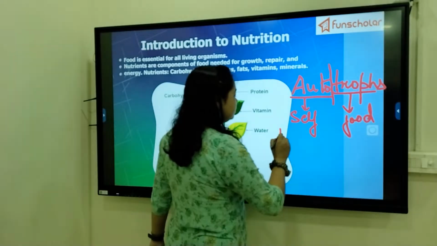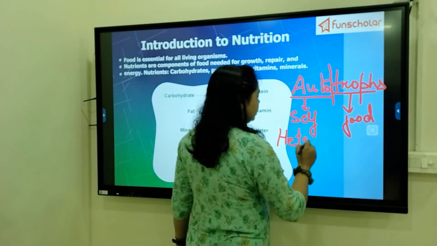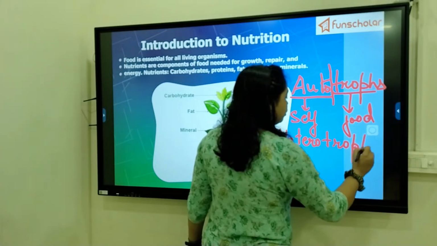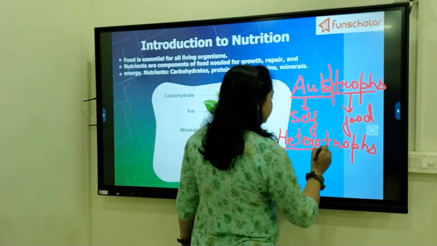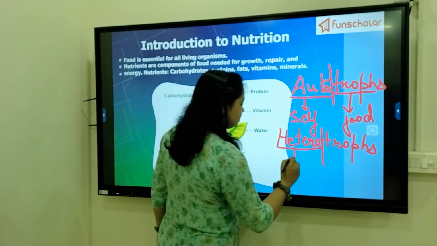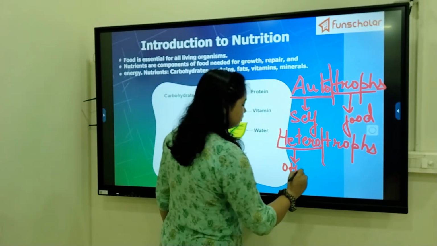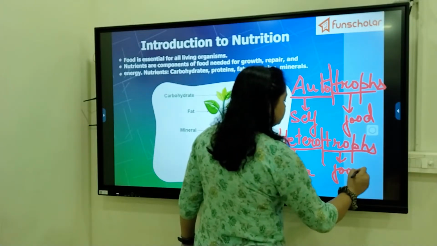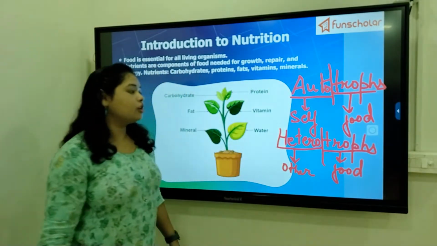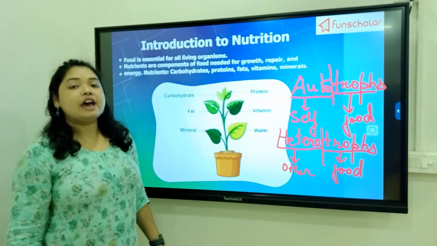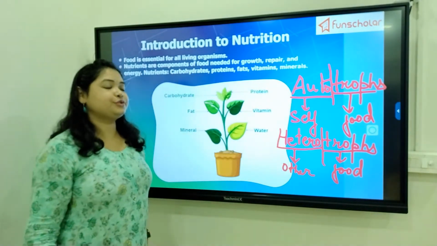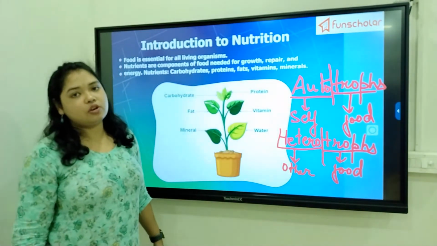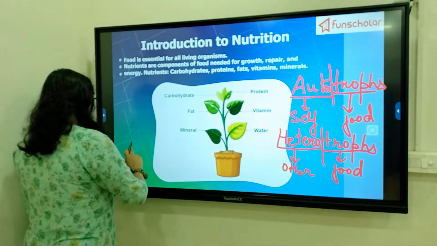On the other hand, animals, including human beings, are called heterotrophs. Why? Because hetero means other and troph again means food. So, the organisms who cannot make their own food but have to rely on the autotrophs for the supply of nutrition, those organisms are called heterotrophs.